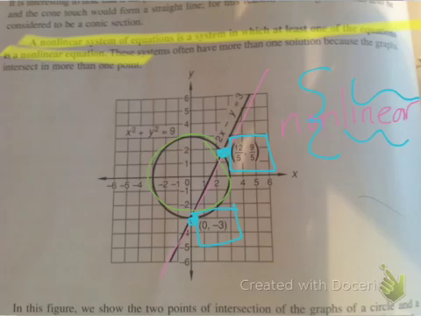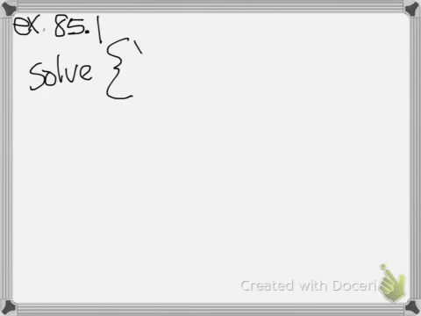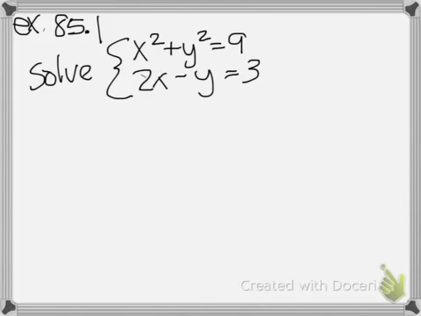So these are nonlinear. Here's your first example. Solve x squared plus y squared equals 9 and the line 2x minus y equals 3. So the first thing that you should notice is you've got squares and you've got variables that are not squared. So you can't just line them up and do elimination because it's not going to work. You can't subtract x from x squared.